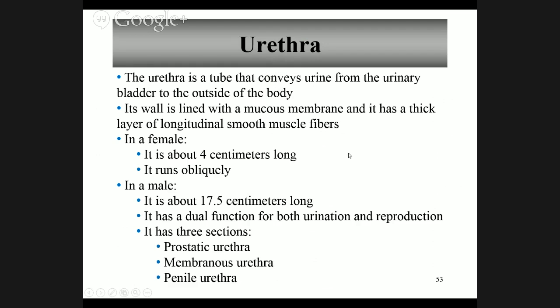The urethra is a tube that conveys the urine from the urinary bladder to the outside of the body. Its wall is lined with a mucous membrane. It has a thick layer of longitudinal smooth muscle fibers. In a female, it's only 4 centimeters long. It runs obliquely. In a male, it's 17.5 centimeters long and has a dual function for both urination and reproduction. In a male, it has 3 sections: the prostatic urethra, membranous urethra, and penile urethra.